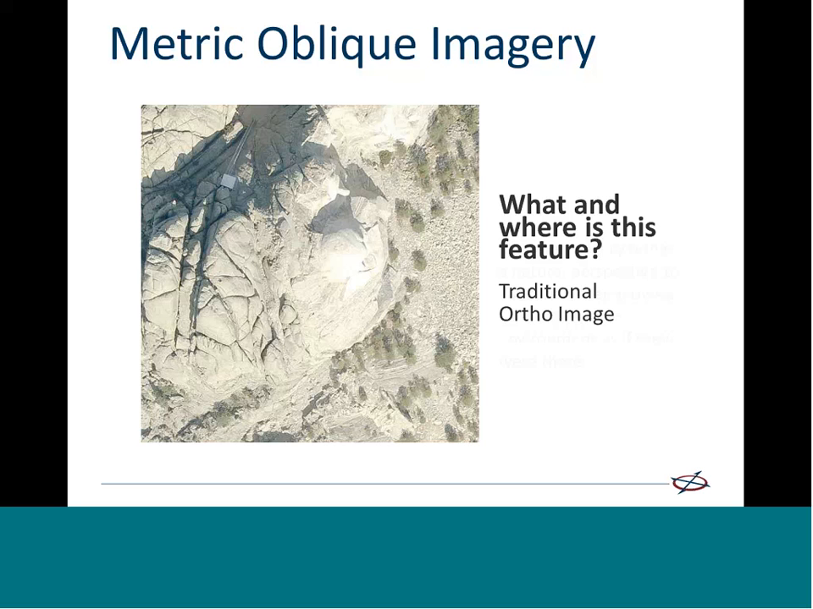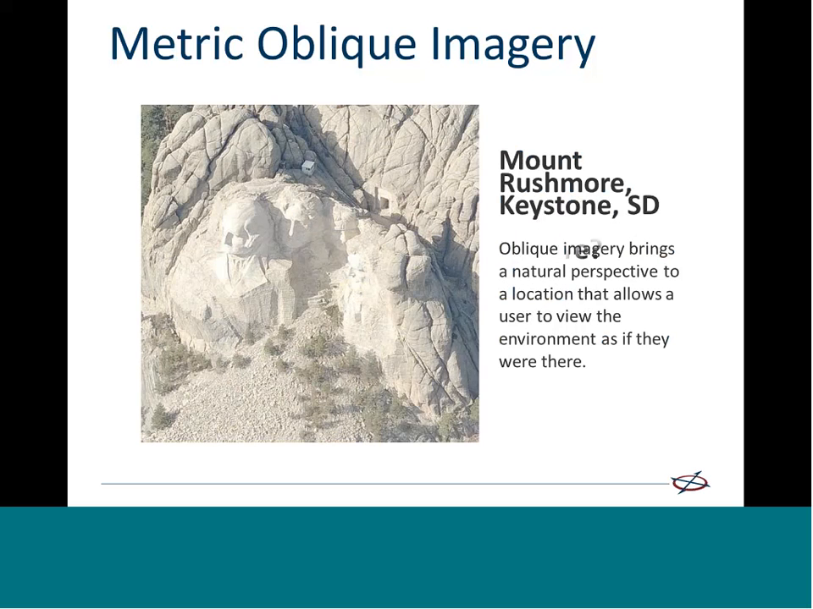So now let me give you an oblique perspective. I'm hoping that instantly most of you recognized this particular feature, which is obviously Mount Rushmore. And the key differential is that it didn't take you any time at all to interpret what you are seeing in that imagery. This holds true to a lot of the workflows that our customers, or anyone using oblique imagery, will face, because they're seeing a natural perspective of what they're typically used to looking at.